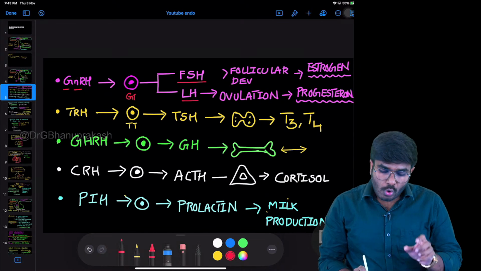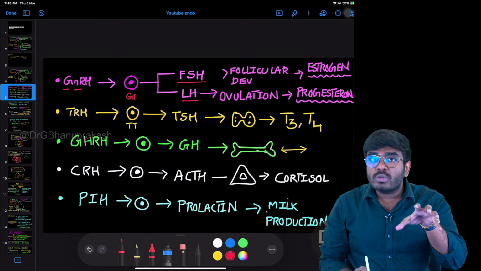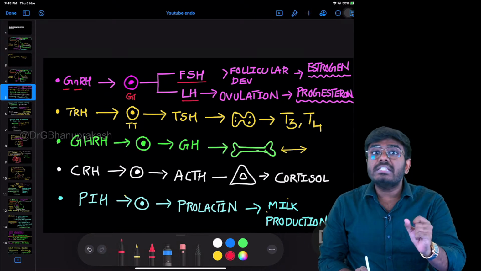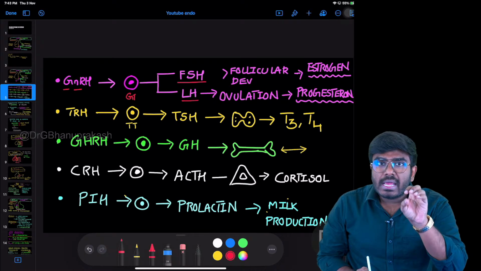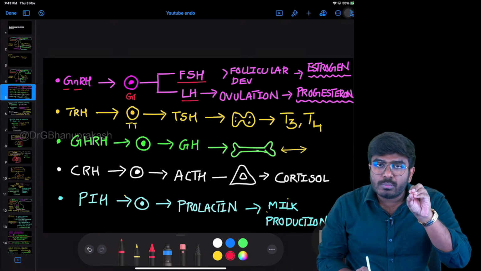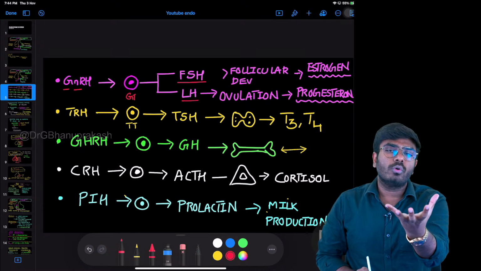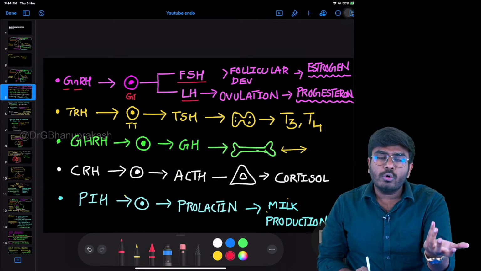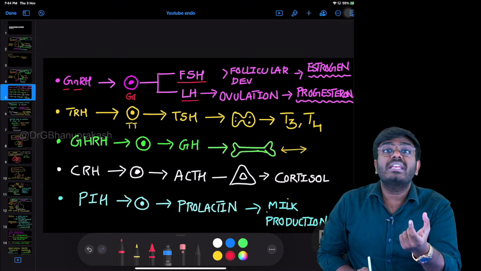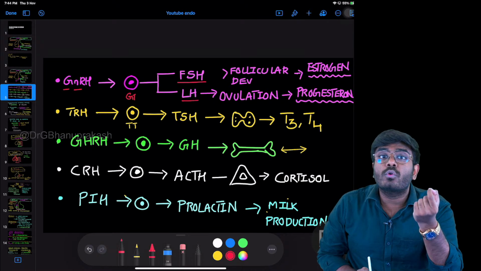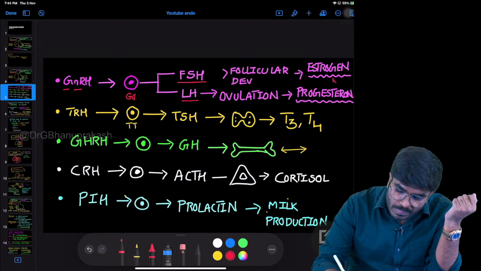Now my question to you, what will FSH do and what will LH do? Sir, FSH means follicle stimulating hormone. It stimulates the ovarian follicles so that the follicles will grow. Now these growing follicles, what will they do? The growing follicles, especially the granulosa cells of growing follicles, will produce estrogen.